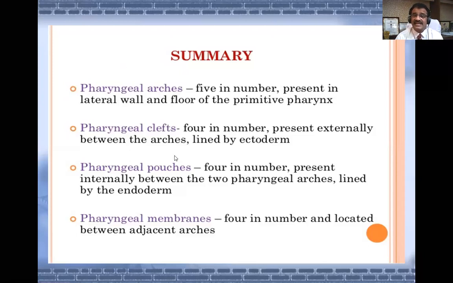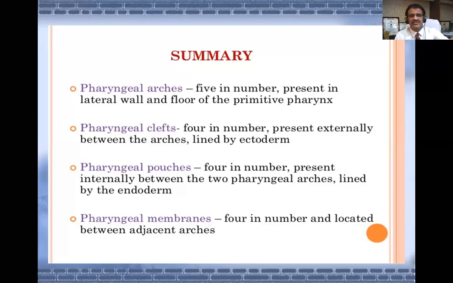The pharyngeal clefts are 4 in number because they are present between one arch and the next, one cleft between 2 arches. Similarly, pouches, 1 between 2 arches, so 4 in number. The clefts are present externally, towards the skin, between the arches, lined by ectoderm. And pharyngeal pouches are 4 in number. They are present internally between the pharyngeal arches, lined by the endoderm.